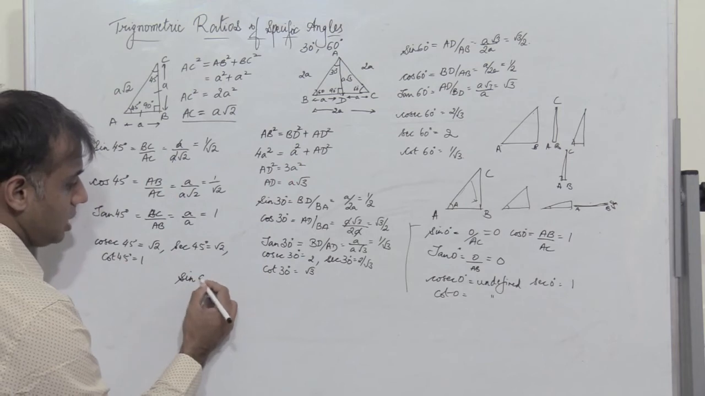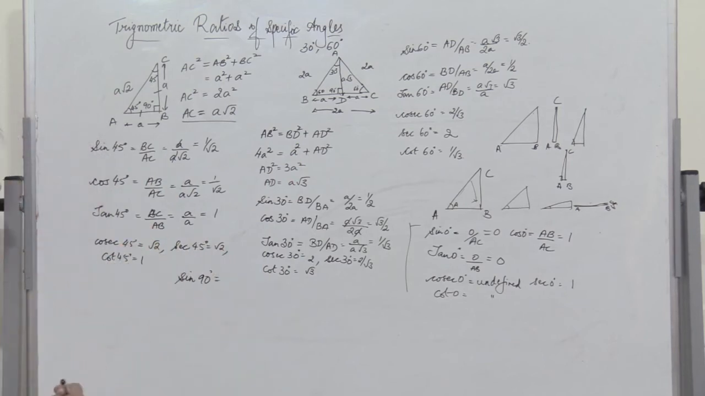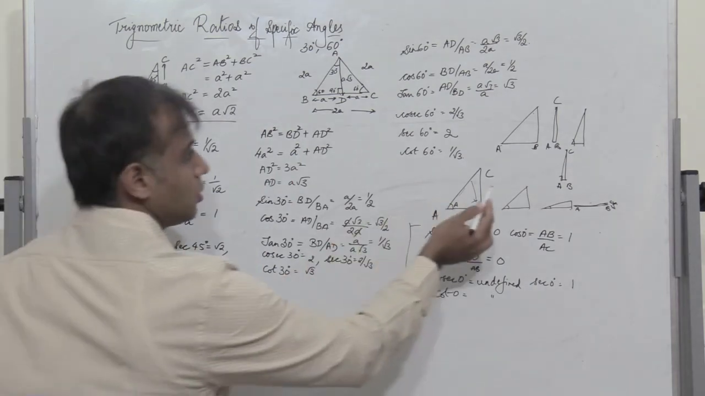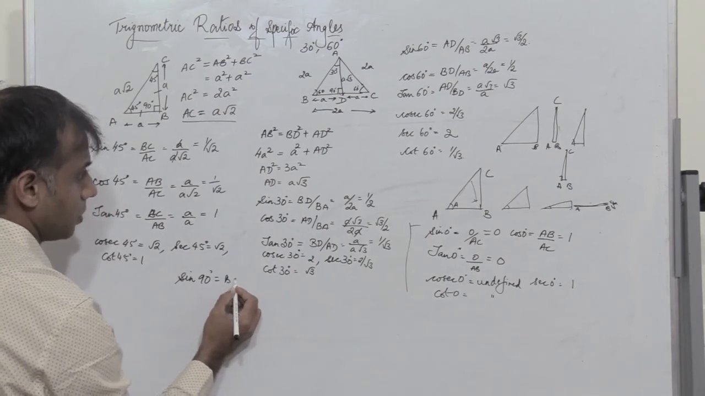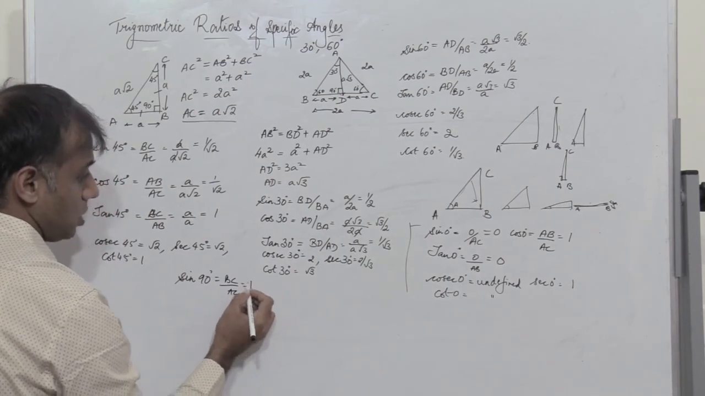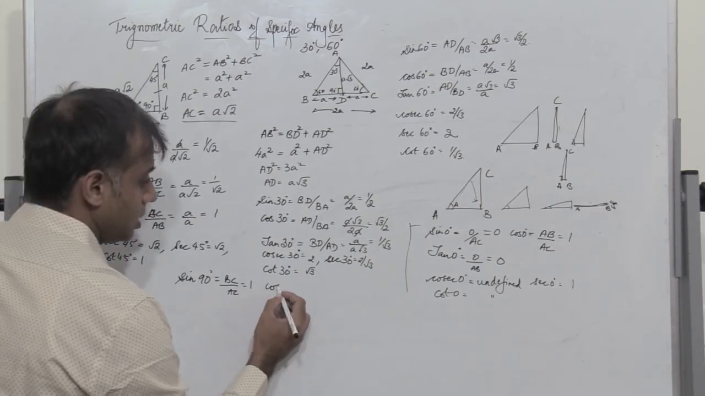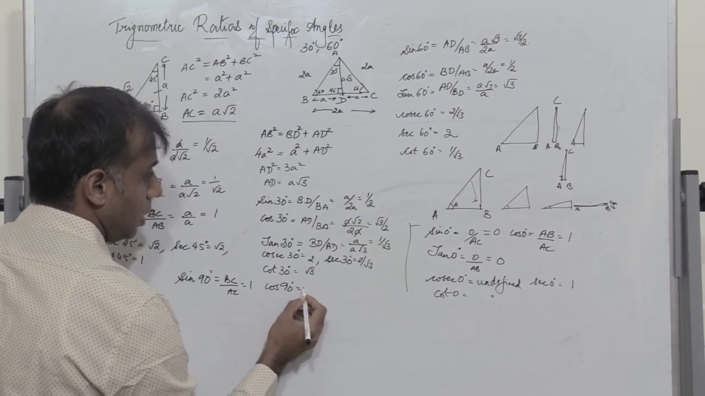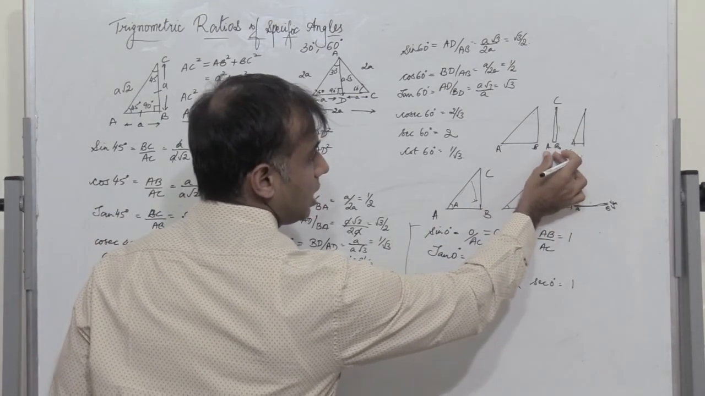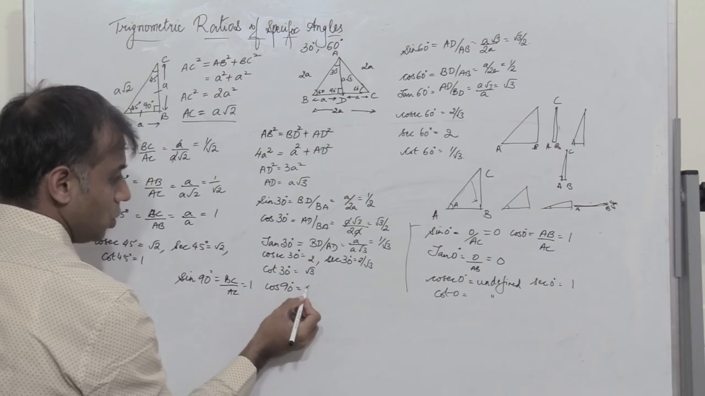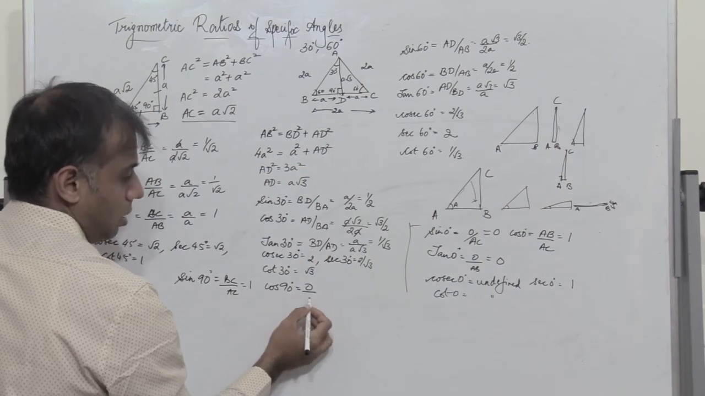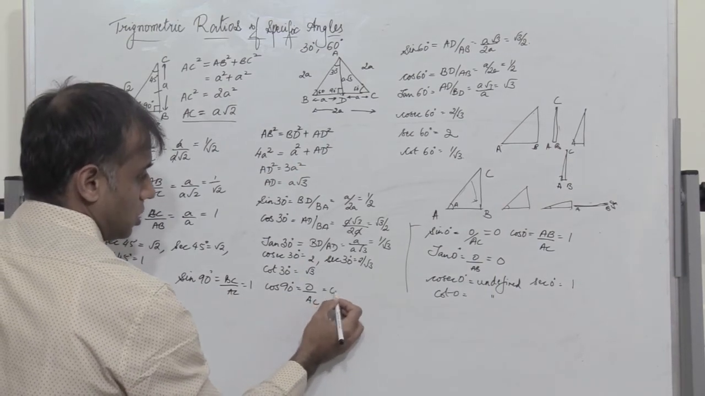So sine 90. What happens in sine 90? It is the opposite side divided by the hypotenuse. The opposite of A is BC by AC. So it is 1, isn't it? Because they both are one and the same, sine A is 1. What about cos 90? The adjacent side AB has almost become 0. So it is 0 by AC. So it is 0.